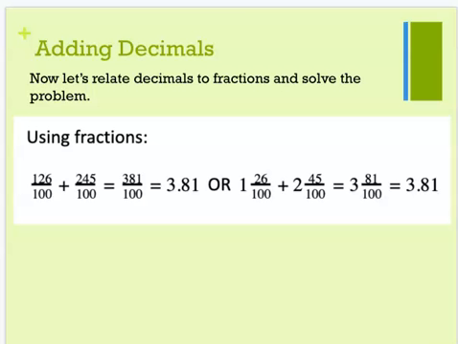Or you could use mixed numbers and write it as 1 and 26 hundredths plus 2 and 45 hundredths. Add the whole numbers, so 1 plus 2 is 3. Add the fractions, so 26 over 100 plus 45 over 100 is 81 over 100. So you get 3 and 81 hundredths. Your traditional algorithm of lining up the decimal points really talks about place value, and we've always added by place value, but relating it in this way to base 10 blocks or to fractions allows students to really make sense of that.